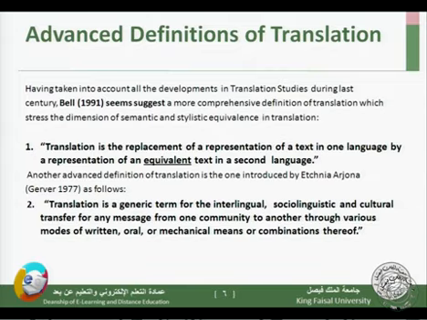Now, here we have two keywords: semantic and stylistic equivalence. Very important points. Semantic has something to do with the meaning, and stylistic has something to do with the style. Equivalence, you will find out later what we mean by equivalence. Now, for him, translation is the replacement of a representation of a text in one language by a representation of an equivalent text in a second language.